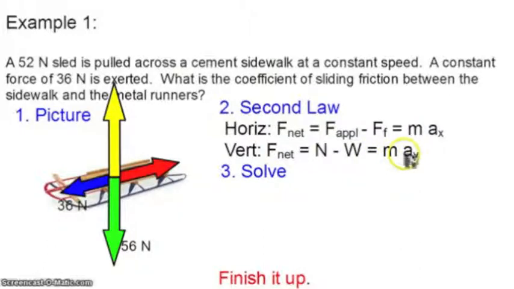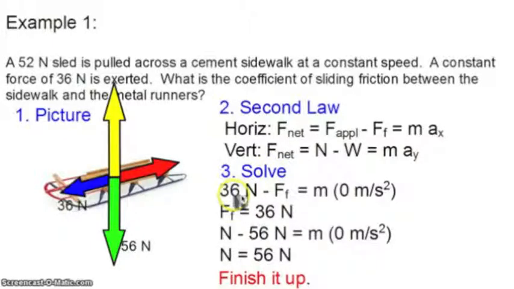Now we can plug in all our known values. The applied force is 36 newtons, and in the horizontal direction we're not accelerating, so a equals 0. That means the force of friction must equal 36 newtons. The normal force minus 56 newtons, and I realize it's supposed to be 52, is what the problem stated, is also equal to mass times 0 because it's not accelerating in the up and down direction. So the normal force must be 52 newtons, what's originally stated in the problem.